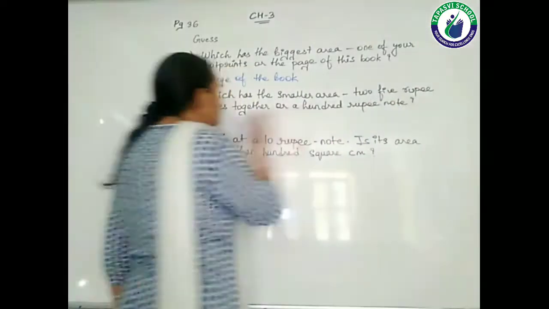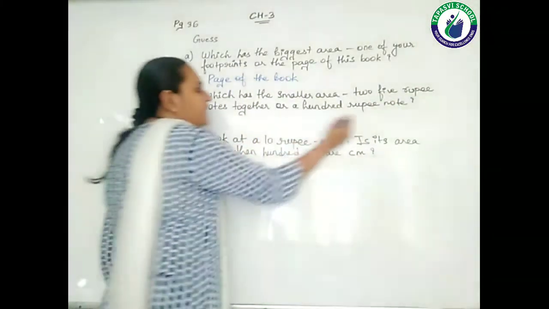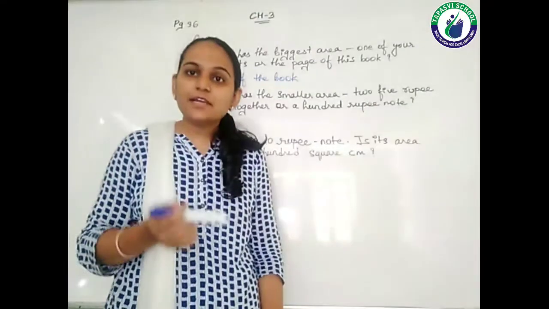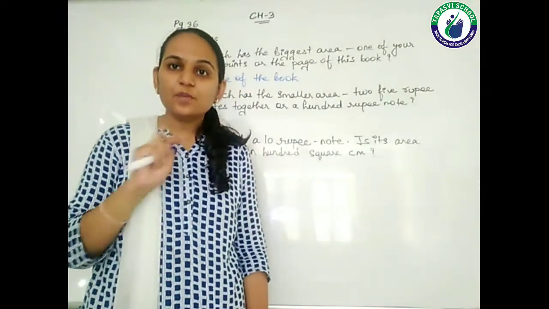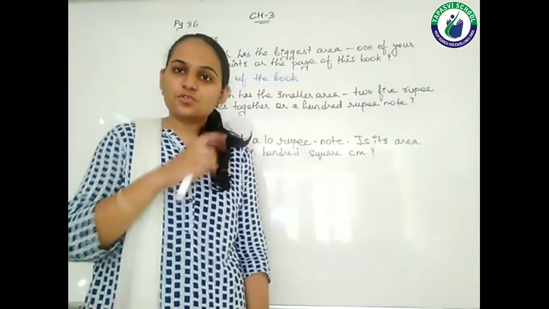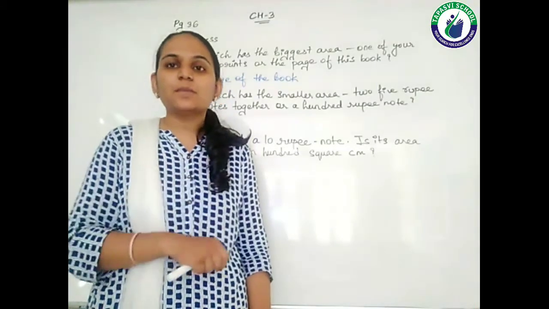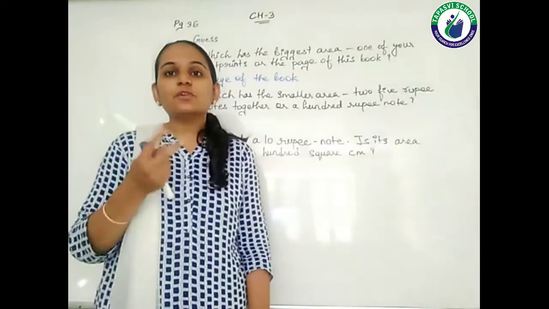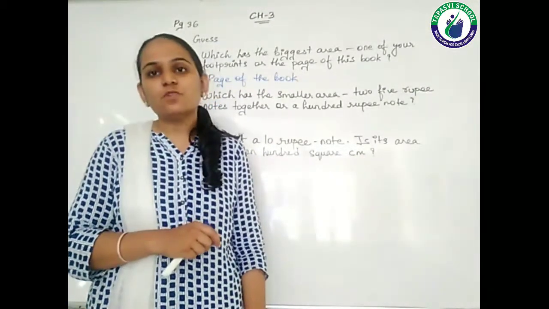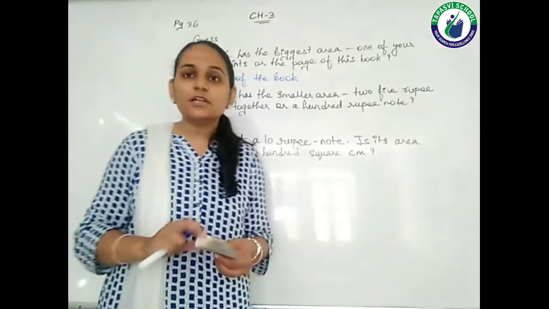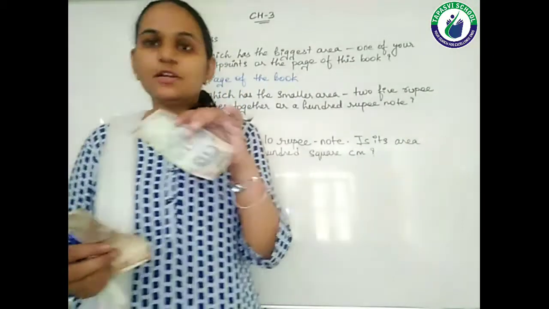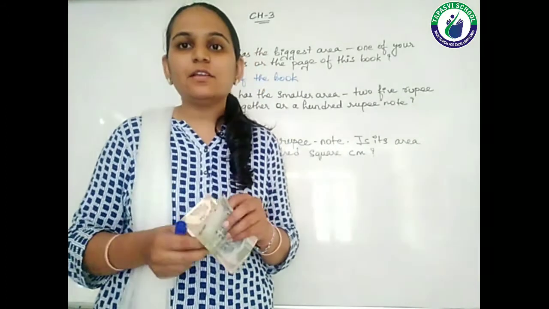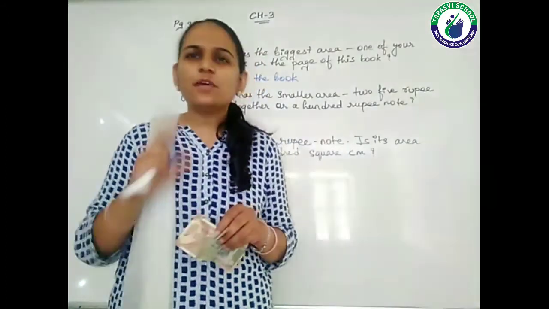Second guesswork, which has the smaller area? 2 5 rupee notes together or a 100 rupee note. That means they are saying here that you take 2 5 rupee notes and you just put them together, and along with that you keep the 100 rupee note also. Then out of these two, which one is having the smallest area? So I have brought here a 100 rupee note, right? And this one is your 10 rupee note. I am not right now having the 5 rupee note with me. But you can analyze, right?